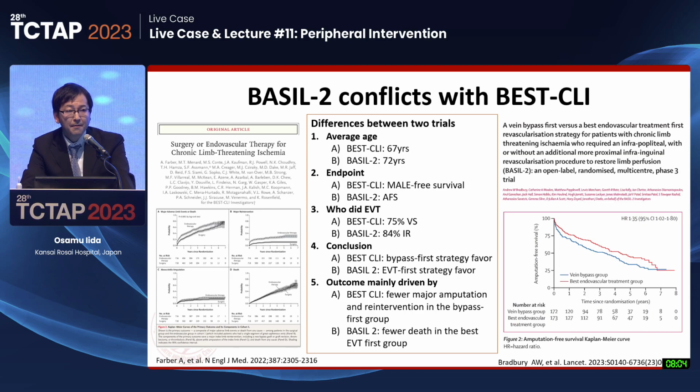I think BASIL-2 recruited patients who required infrapopliteal revascularization, and the average age was 82 years, which is very similar to the Asian population.